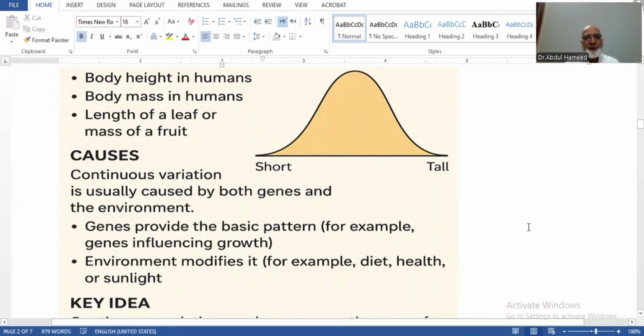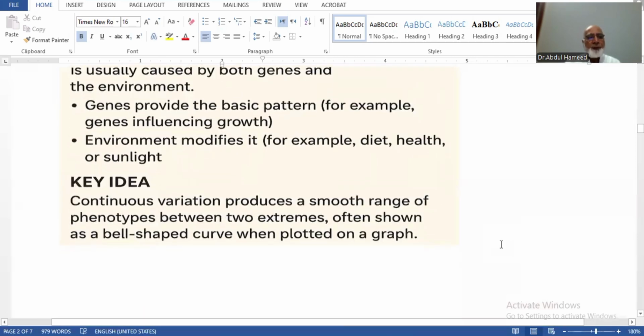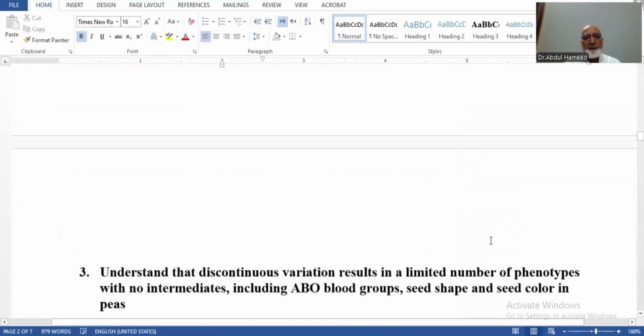Genes provide the basic pattern. For example, a gene influencing growth, and the environment modifies it. For example, diet, health, and sunlight. So the key idea is that continuous variation produces a smooth range of phenotypes between two extremes, often shown as a bell-shaped curve when plotted on a graph.